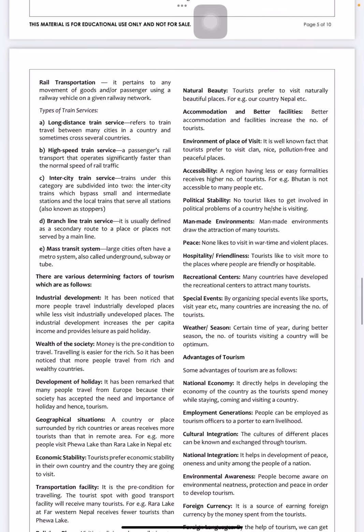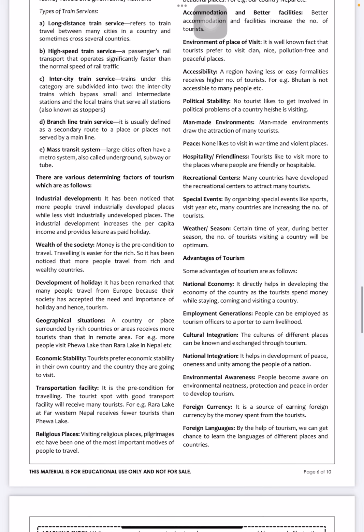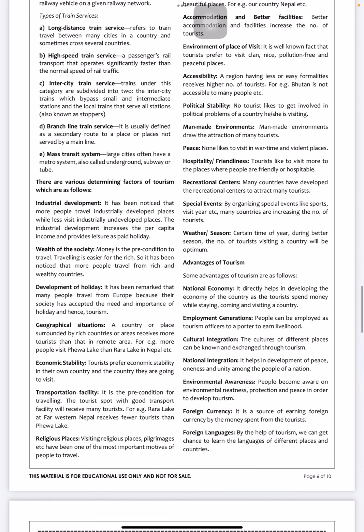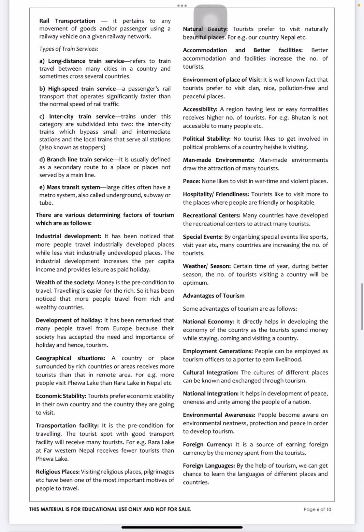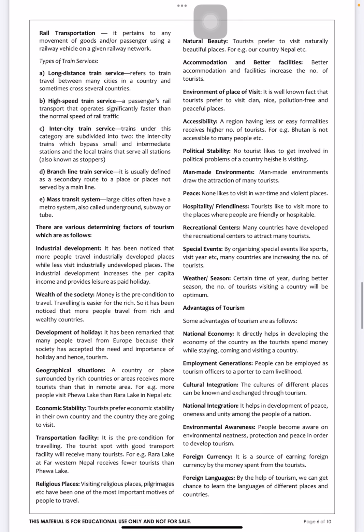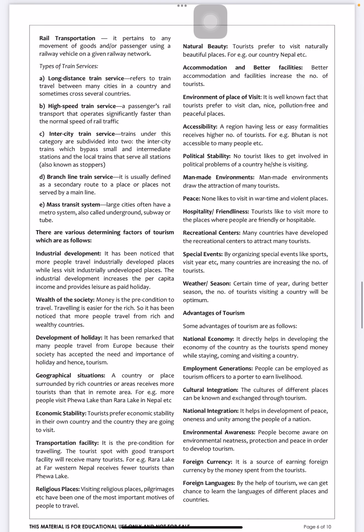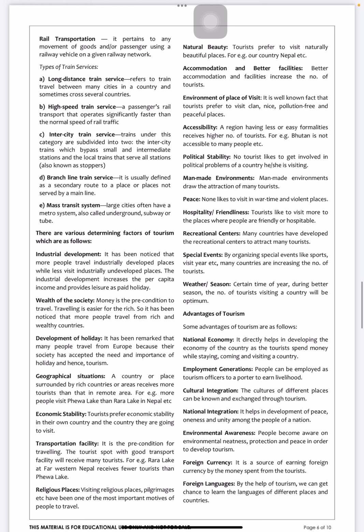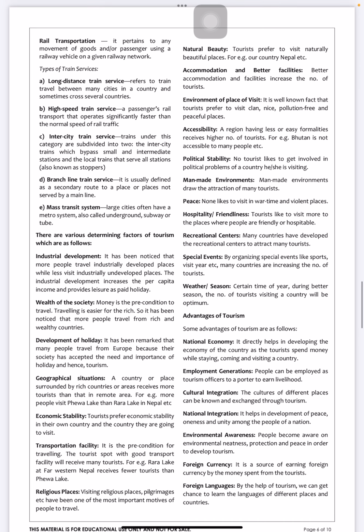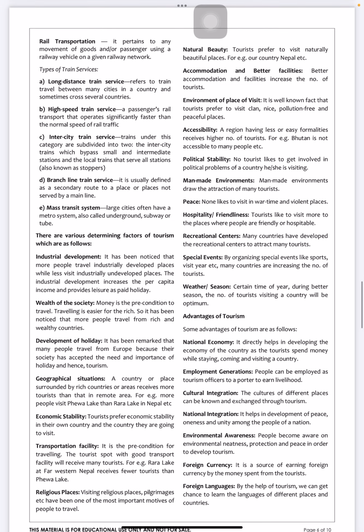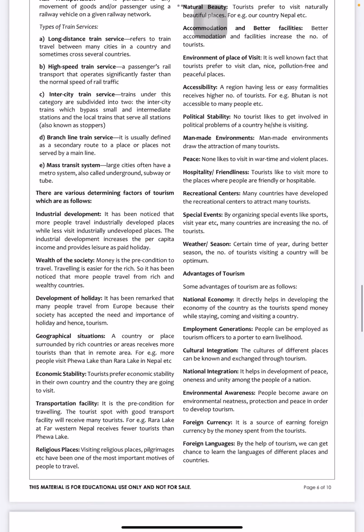So, there are various determining factors of tourism which are as follows. The industrial development, the wealth of the society, development of the holiday, geographical situation, economic stability, transportation facility, religious places. So these are the different factors why people visit. Like industrial development of the place. The wealth of the society, you will see a lot of food, delicious food, delicious seafoods. When you go to Tubigon, right? Their seafood is very delicious and healthy.